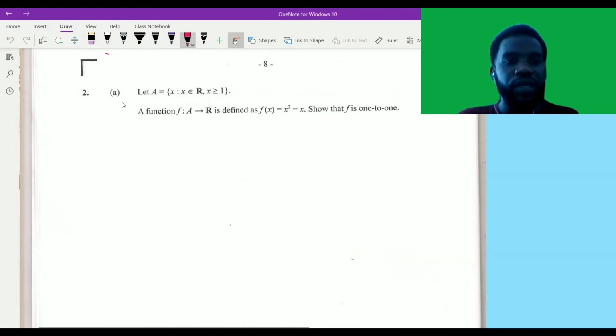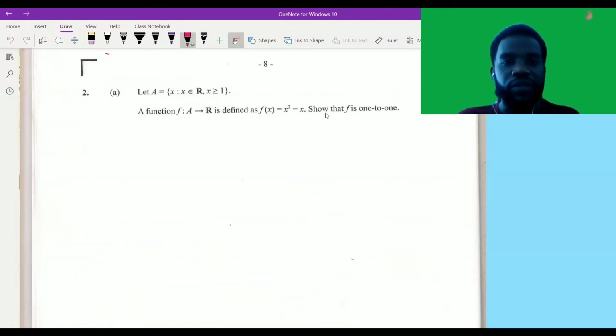Now, question 2 says, let A equal the set of x such that x is a member of the real number system where x is greater than or equal to 1. A function f: A → R is defined as f(x) = x² − x. Show f is 1 to 1.